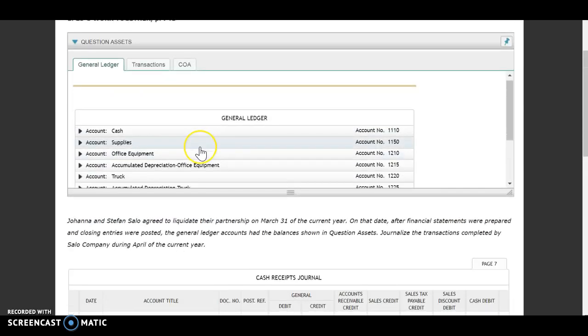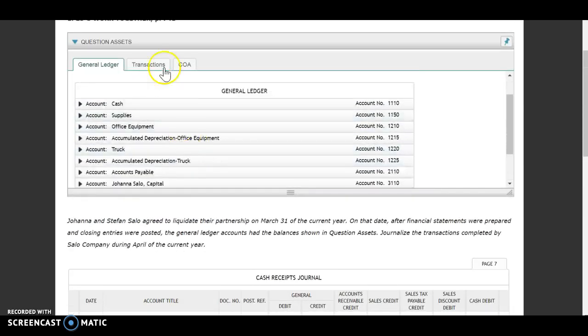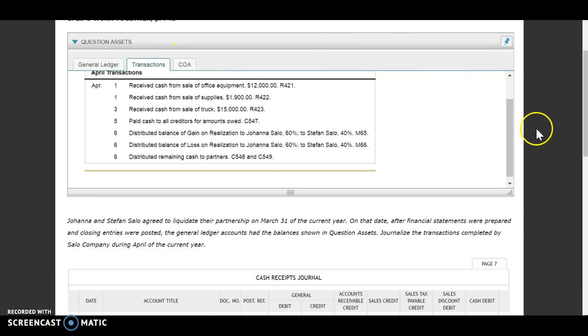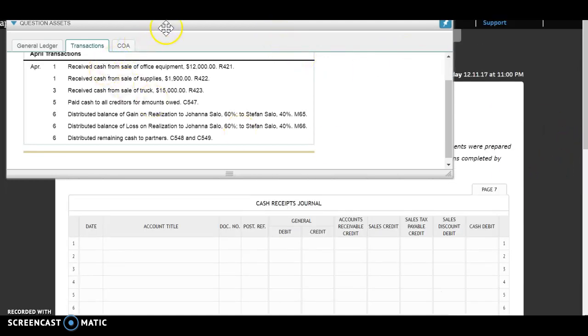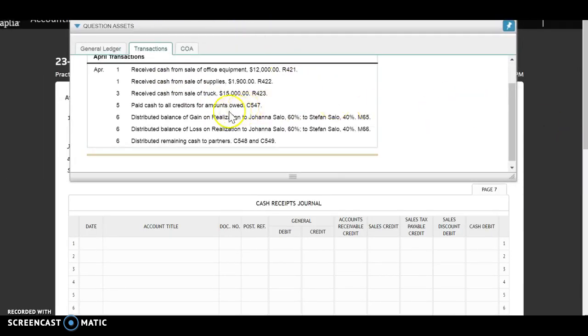So here they give us our general ledger with the accounts that we'll need to look at, and then they also give us our transactions. So we'll start on April 1st. It says that we received cash from the sale of office equipment, $12,000, receipt number 421. I'm going to put in my date first, and I know that I'm receiving cash of $12,000, so I'm going to put that in as my debit.